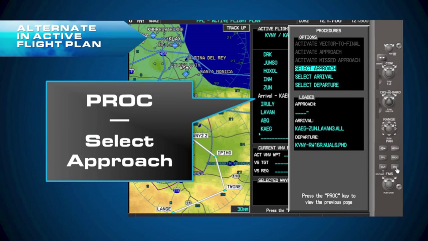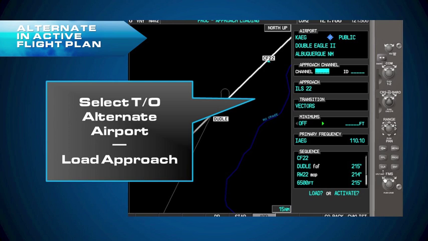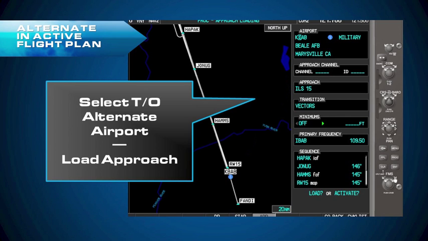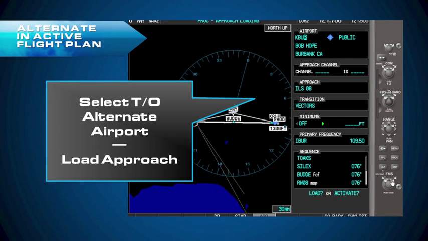I'm going to push the clear button. Sometimes people will call that the cancel button. I'm going to scroll up to the top, and I'm going to change the name of the airport from Double Eagle, which is K-A-E-G, to Burbank, K-B-U-R, because remember, Burbank is my takeoff alternate. Now that I have Burbank entered in, I'll press the enter button.